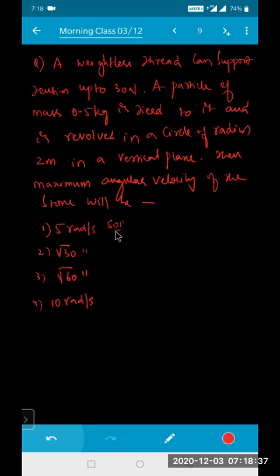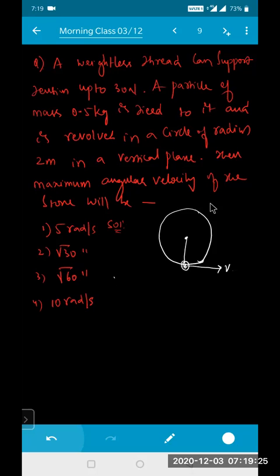Velocity first. Read the question carefully. What exactly is it asking? A weightless thread can support tension up to how much? 30 Newton. A particle of mass 0.5 kg is tied to it and is revolved in the vertical circle. It is making a vertical circle like this. This is a point of the thread, and at this position I have a stone attached to it, on a weightless thread. Now you are giving it a velocity v so that it will move. Then the maximum angular velocity of the stone.